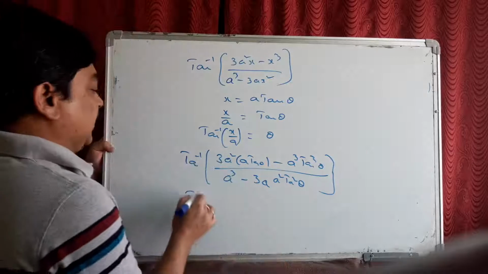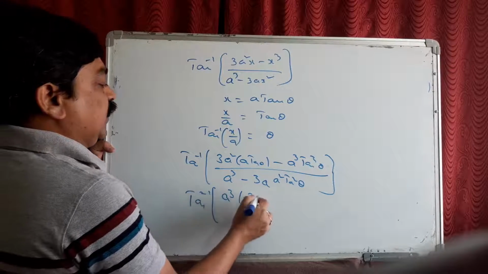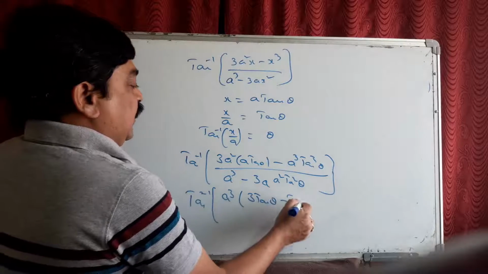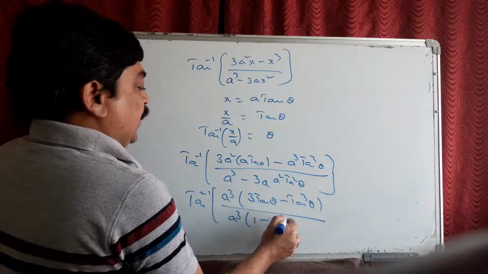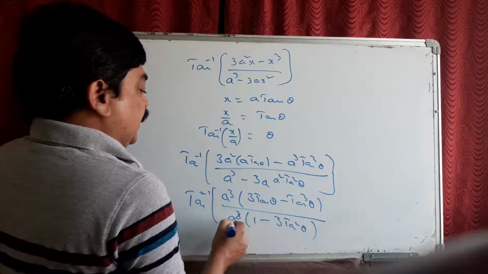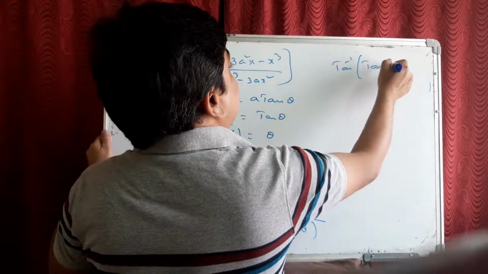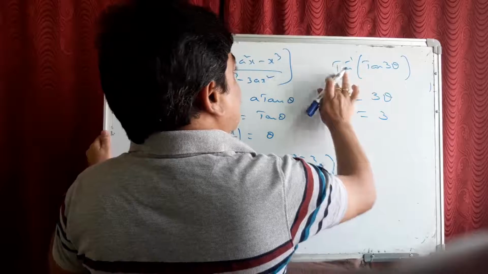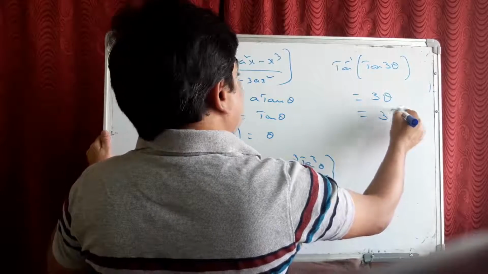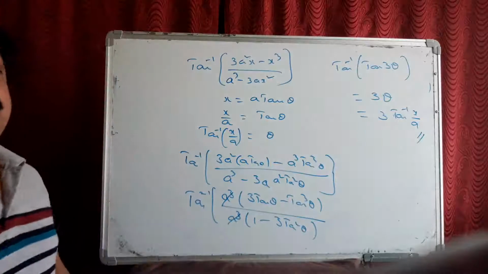If I take a cube common in the numerator and also in the denominator, 3 tan theta minus tan cube theta by 1 minus 3 tan square theta, a cube gets cancelled, and the inside term is nothing but tan 3 theta. Because of tan inverse and tan, it is 3 theta. What is theta? Tan inverse x by a. These are very, very important problems, guys.